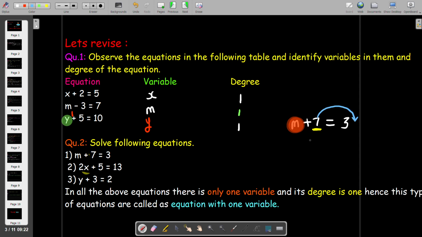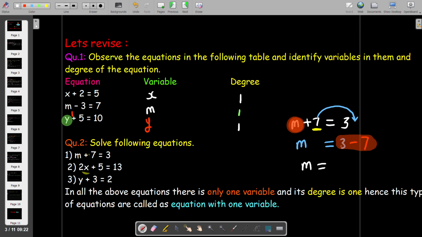Which terms are remaining here? m and 3 are remaining. Now transfer this 7 to RHS, +7 becomes -7. Therefore, m = 3 - 7. Now simplify this. 3 - 7, how much? Here we have to take the subtraction between these two numbers. Then we have to think which is the greater number.